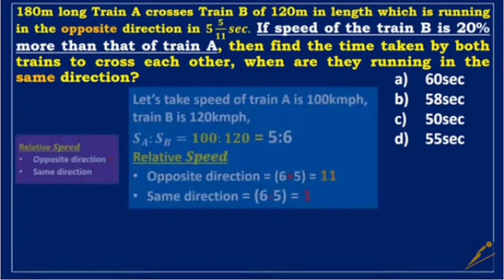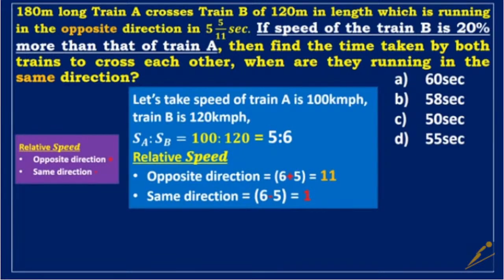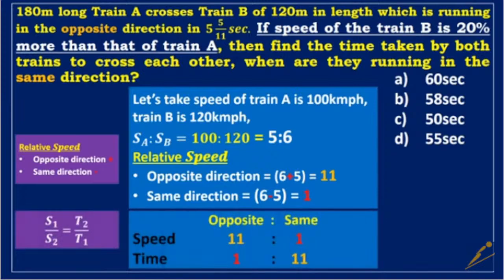Let's say train A travels at 100 kilometers per hour, while train B travels at 120 kilometers per hour. The ratio of the speeds of trains A and B is 100 to 120, or 5 to 6. When both trains are traveling in opposite directions, the relative speed is 6 plus 5 equals 11 kilometers per hour. When both trains are traveling in the same direction, the relative speed is 6 minus 5 equals 1 kilometer per hour. The opposite and same direction speed ratio is 11 to 1.